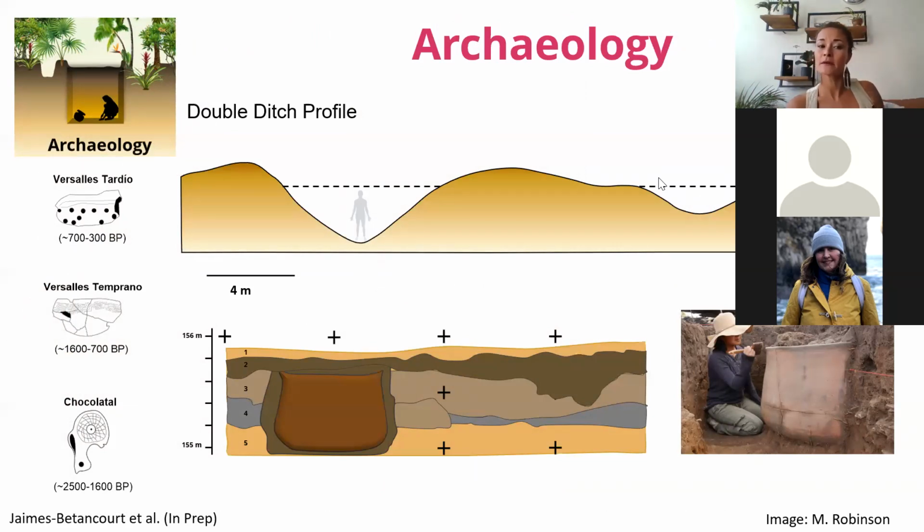As well as a lot of ceramics. And so Carla, Jaime's Betancourt, has done a brilliant job reconstructing the ceramic traditions, the ceramic chronologies for this site. We can see here on that left-hand panel that we have these three iconic ceramic traditions that have been identified: the Chocolotal, the Versailles Temprano, and the Versailles Tardío, that look at the changes in material culture through the site.